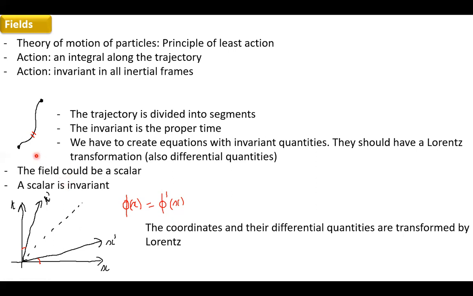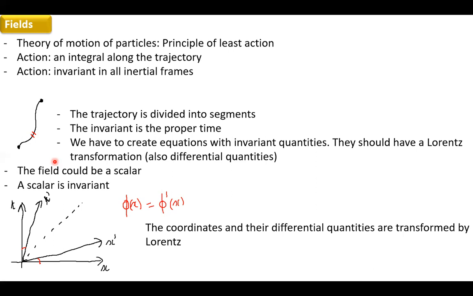So whenever you have a particle going along a certain trajectory from point A to B, you can take this trajectory and divide it into small, differential segments, according to space and time. And of course, the invariant in any of these intervals would be the proper time. So it's the simplest, most direct invariant in space-time, which is the proper time, as in t squared minus x squared. So we have to create equations using invariant quantities in order to have a total action, an action which is the sum of all small actions.